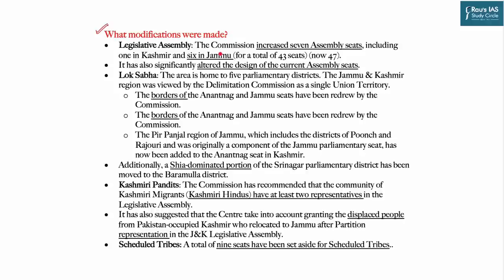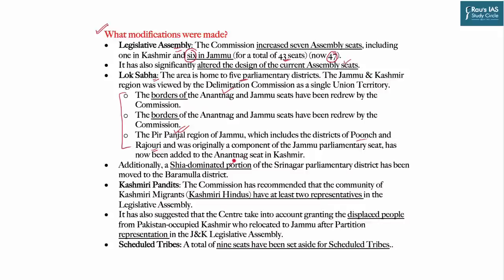Coming to the basic modifications made by this commission. The first one: the commission suggested that the Legislative Assembly will have more seats now. This has been increased to 47 against 43 previously. How? 6 new seats have been added in the Jammu area. They have also altered the current design of the assembly seats and their distribution. As far as Lok Sabha is concerned, there are 5 parliamentary districts. They have changed the basic borders of 3 areas: Anantnag and Jammu, Pir Panjal, including the Poonch and Rajouri area, because they can do it. They can delimit a particular area.